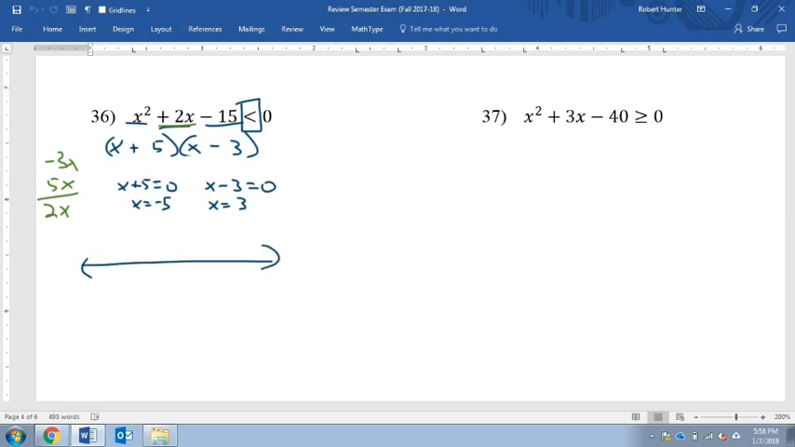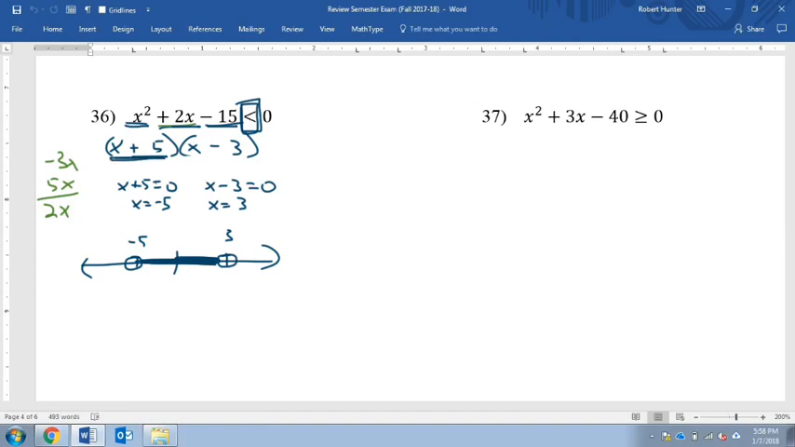Let's draw a line real quick. I got negative 5, positive 3, and we'll just pick test points. So if x is 0, well, 0 plus 0 minus 15, well, that indeed is less than 0, so that's a good section. Let's pick negative 6. I'll put them in.